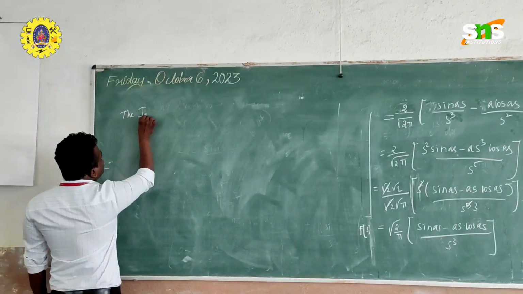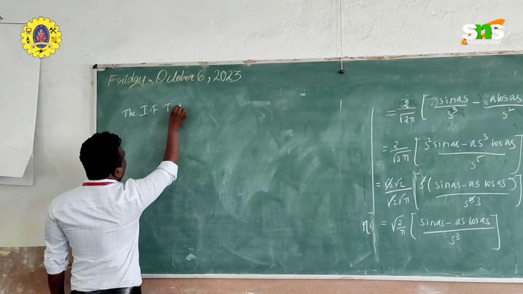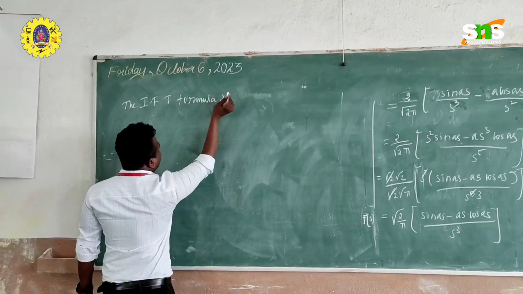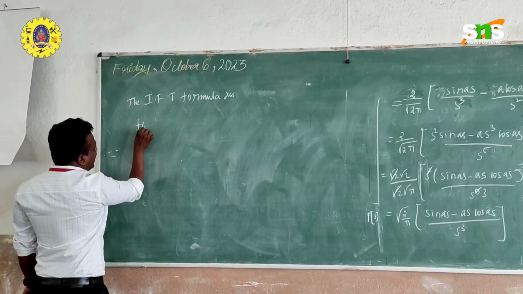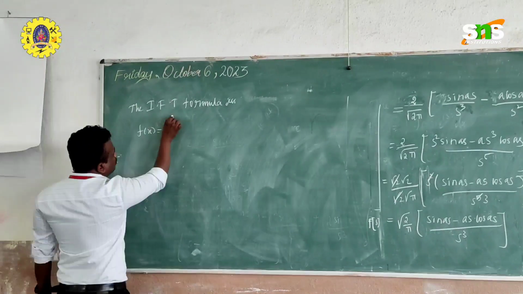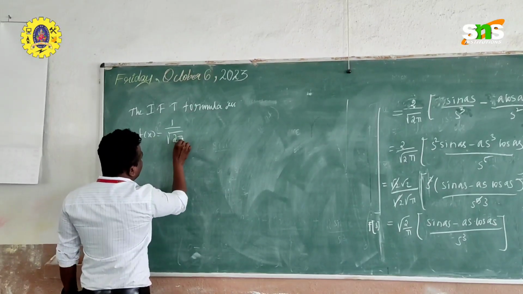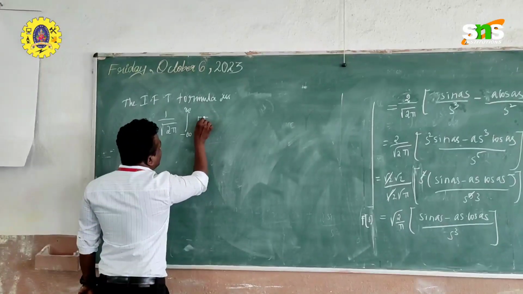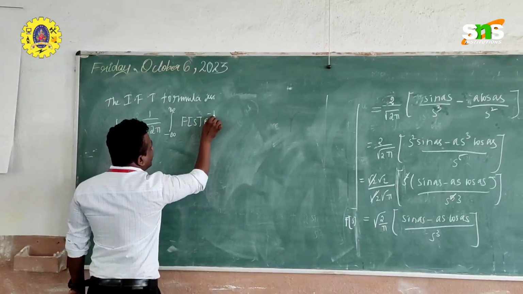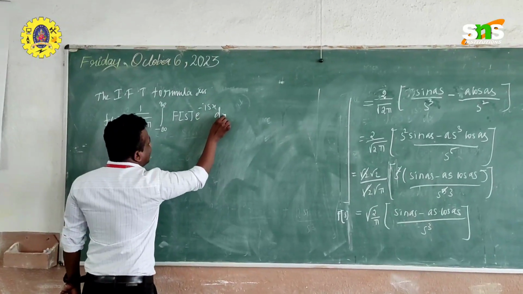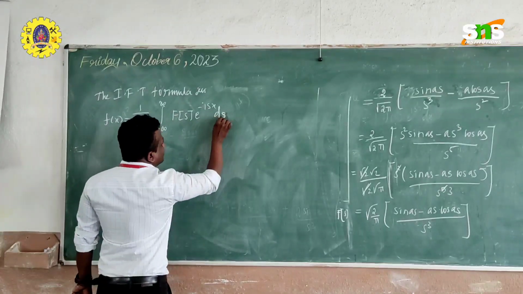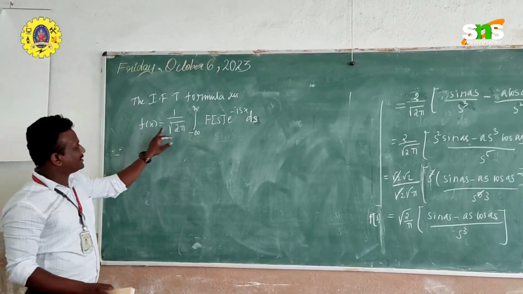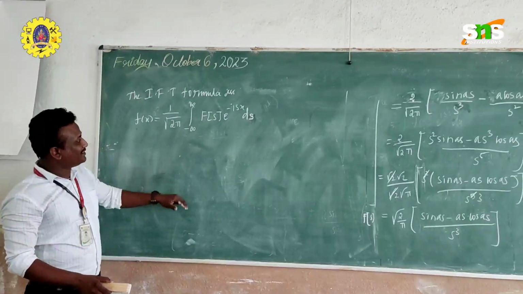What is the inverse Fourier transform formula? It is f of x is equal to 1 divided by 2 root pi, integral from minus infinity to plus infinity, f of s e power minus isx into ds. This is our inverse Fourier transform formula. Now all the results we have to substitute in this inverse Fourier transform formula. Then you will get the next part.